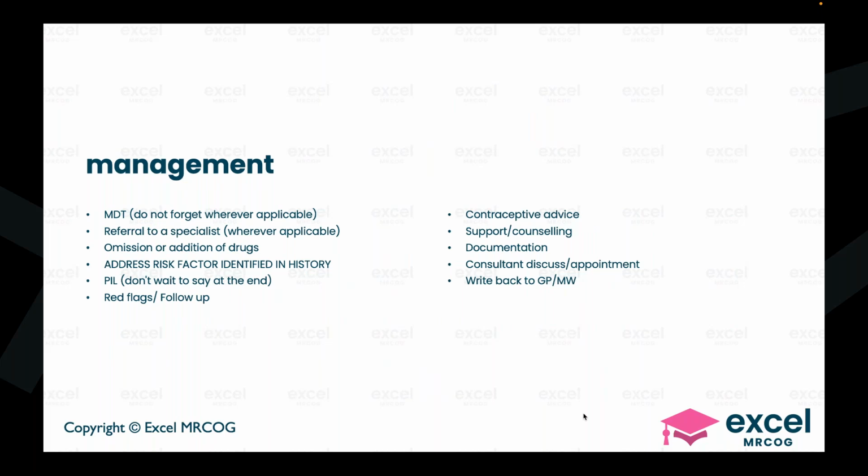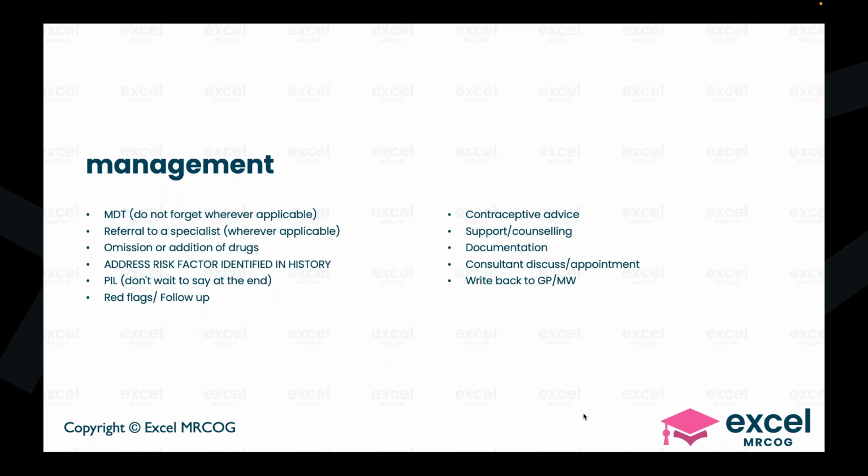Referral to a specialist. These are safety points that I've enumerated. Referral to a specialist whenever applicable, like a fetal medicine center. Down screening positive: do not forget the most important point there, that you have to refer her to a fetal medicine center for an invasive test or NIPT, etc.